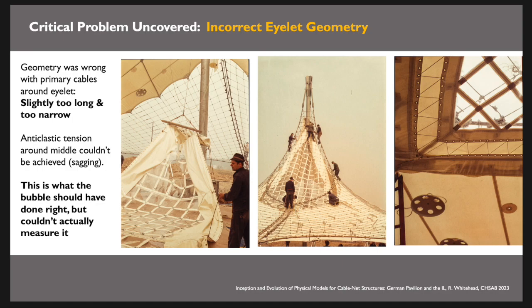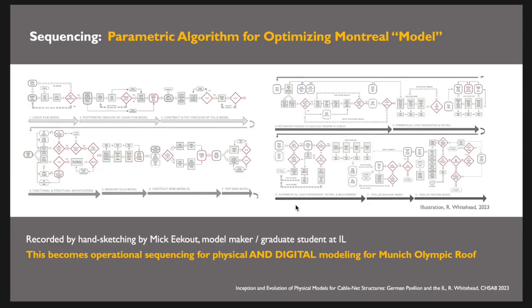Interestingly, this is what the bubble should have done, right, was be able to get this geometry exactly right. But again, because the bubble geometry isn't exactly something you can hold a scale up to get the right dimensions, it won't really work. So this is really well done in the field, and really important that they did this in the field so that they could learn lessons about how to tension this correctly to get the right eyelet geometry.